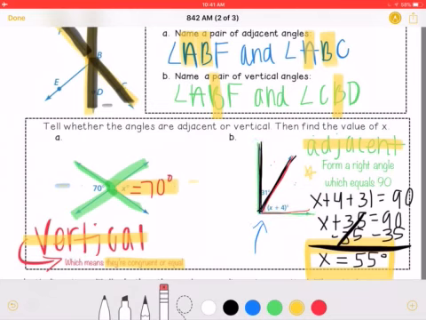So this is how I came up with this equation to help me solve for x. I know that together they have to equal 90 degrees, so I know that x plus 4 and the 31 degree angle has to equal 90 degrees. So I wrote that equation. That's going to help me now solve for x. So I combined my like terms to get 35. And now I'm going to solve to get x by itself. So I'm going to subtract 35 from each side. And that's how I got x to equal 55 degrees.